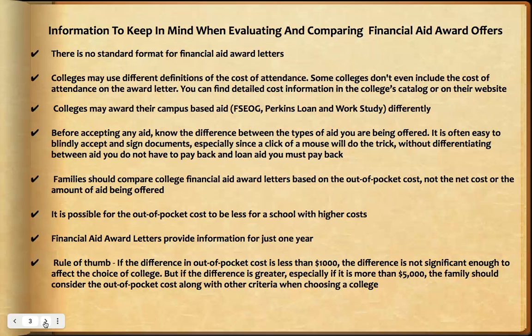Comparing college financial aid award letters is based on the out-of-pocket costs. I've said that before, but it bears repeating, not the net cost or the amount of aid being offered. So you may be offered $20,000 at one school and $10,000 at another school, but the school that offered you $10,000 may end up being cheaper. So it's not necessarily what you're getting, it's what you're paying.